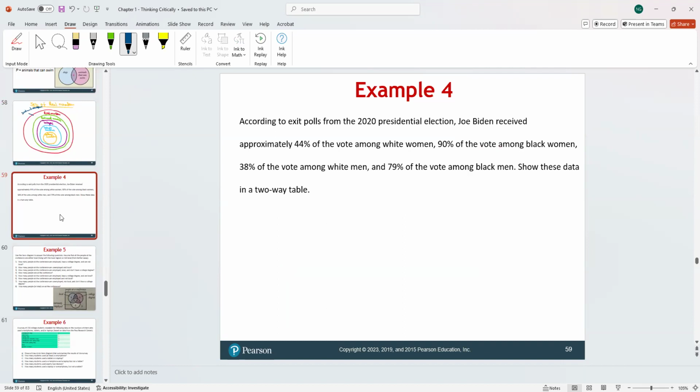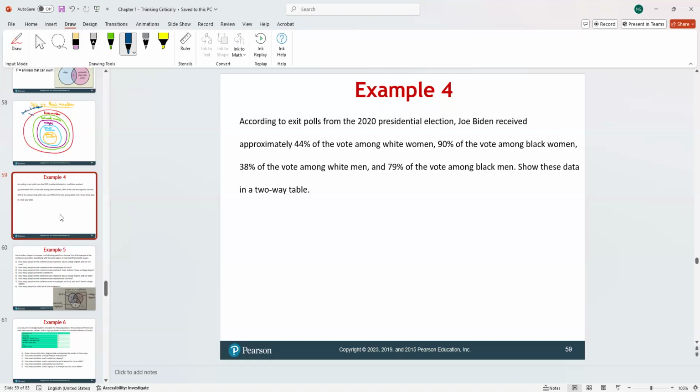Now the next one. They said, according to exit polls from the 2020 presidential elections, Joe Biden received 44% of the vote among white women, 90% of the votes among black women, 38% of the vote among white men, and 79% of the vote among black men. Show this data in a two-way table. So all they ask us to do for this one is to construct a two-way table.